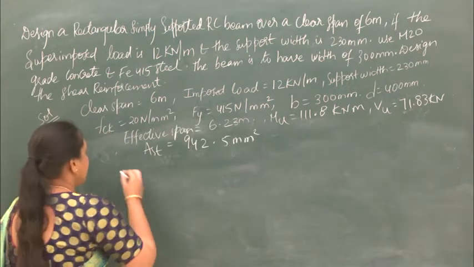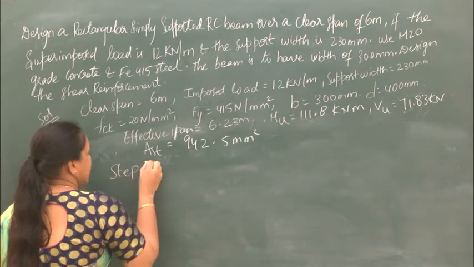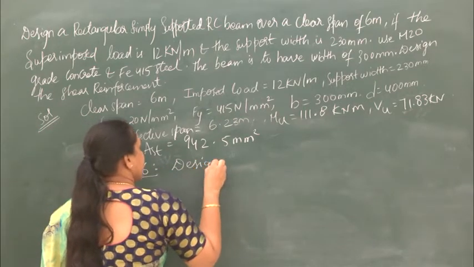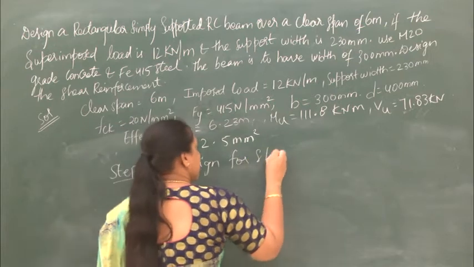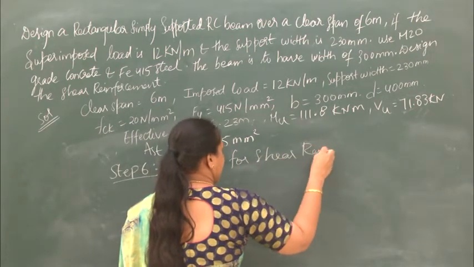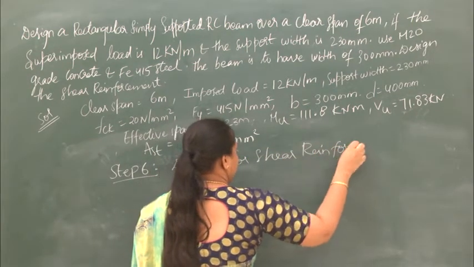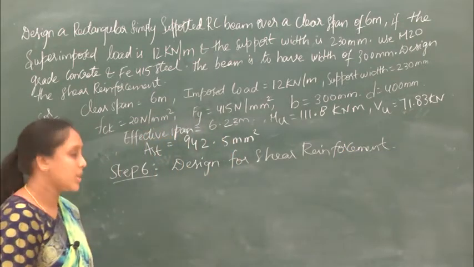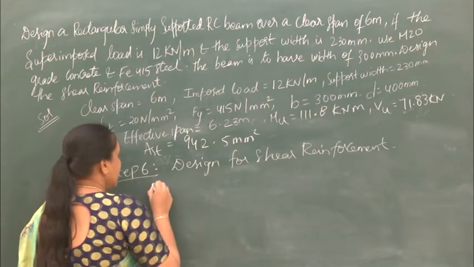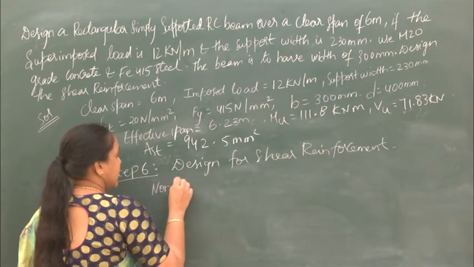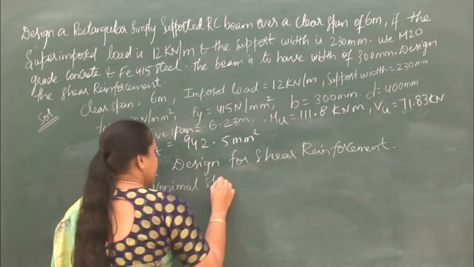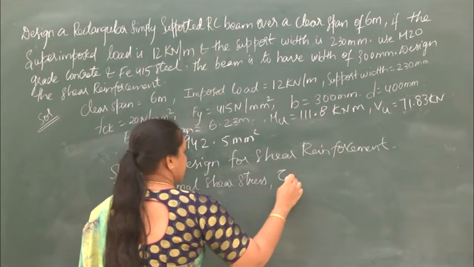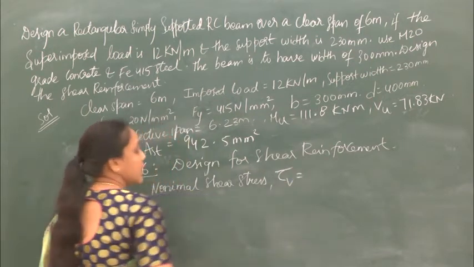So the next step is to design for shear reinforcement. In the design of the shear reinforcement, what is the step? The first thing we have to do is calculate the nominal shear stress, that is tau v. So how can we calculate tau v?